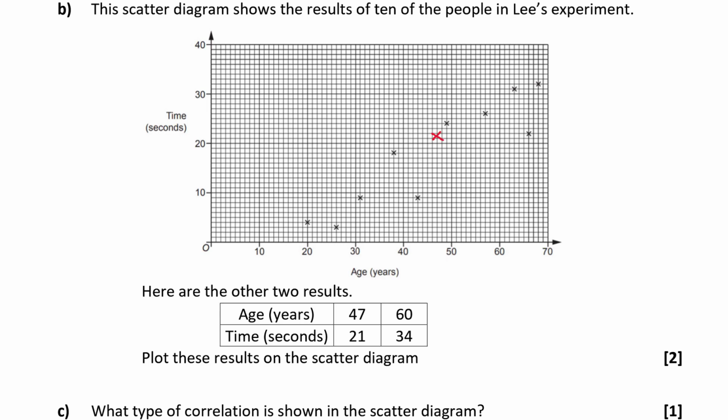And then the next one is 60 and 34. 60 and 34. 1, 2, 3, 4. There. Okay. Right. So now I've plotted those points.